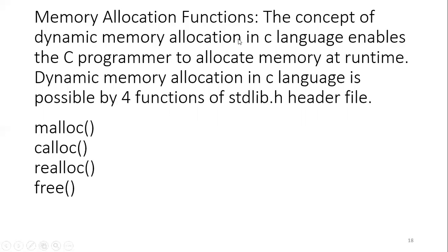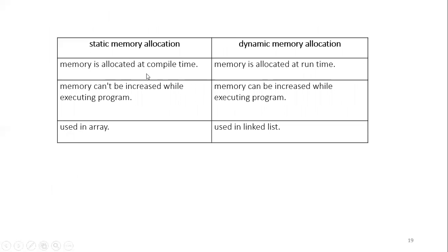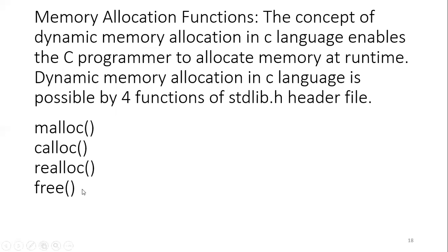So what is dynamic memory allocation? The memory allocated during runtime is called dynamic memory allocation. Before we go to dynamic memory allocation, first we need to know what static memory allocation is. Static memory allocation is when memory is allocated during compile time. In Turbo C, we use Alt C for compiling and Alt R for running the program. So memory allocated during compile time is known as static memory allocation. Memory allocated during runtime is known as dynamic memory allocation. That is done by using these four functions, malloc, calloc, realloc, and free, which are present in standard library.h.